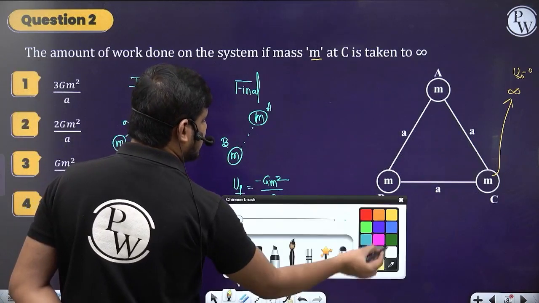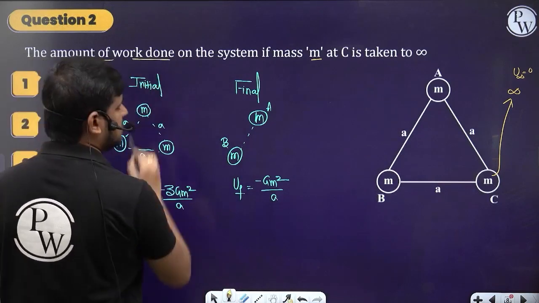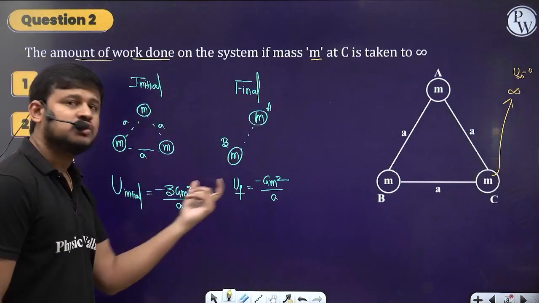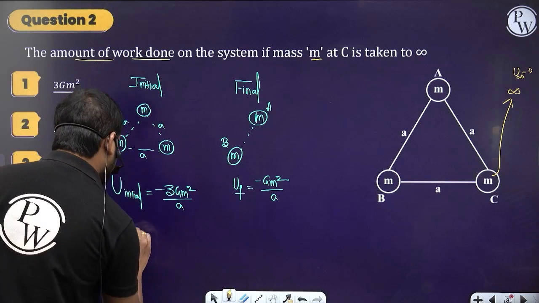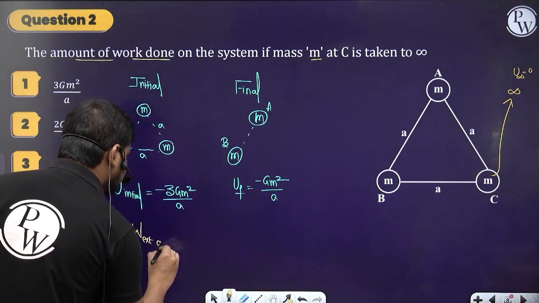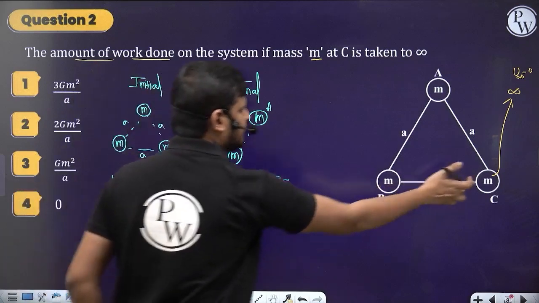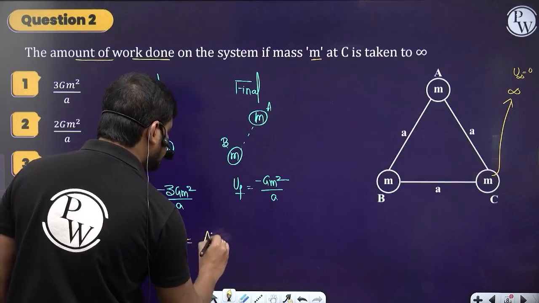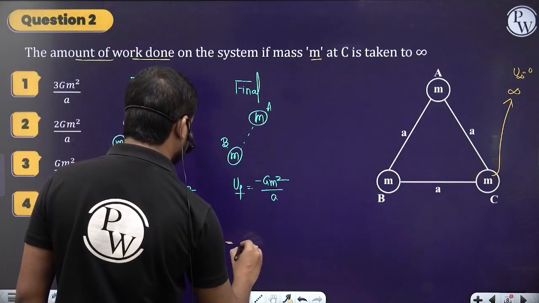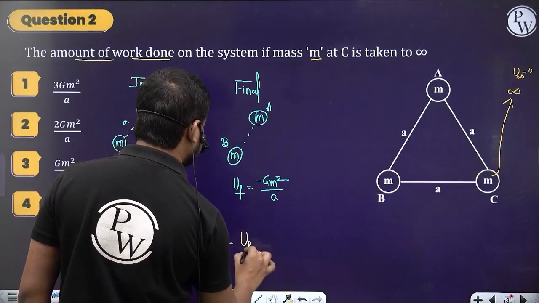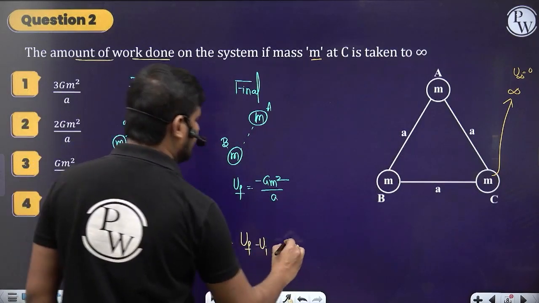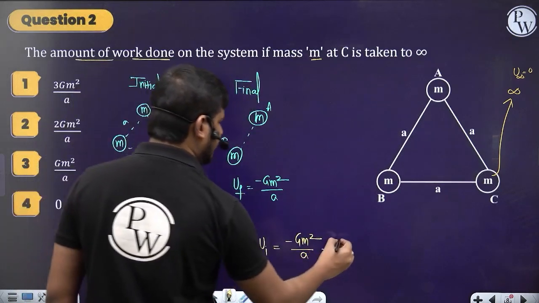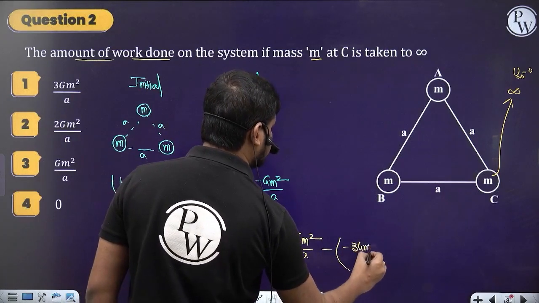So then what do we need actually? We need the amount of work done. So the work done by an external agent will be equal to the change in potential energy, right? To take this mass from here to here, you need an external agent. The work done by the external agent will be equal to the change in potential energy, which is U final minus U initial. What is U final? Minus GM square by a, and U initial is minus 3GM square by a.